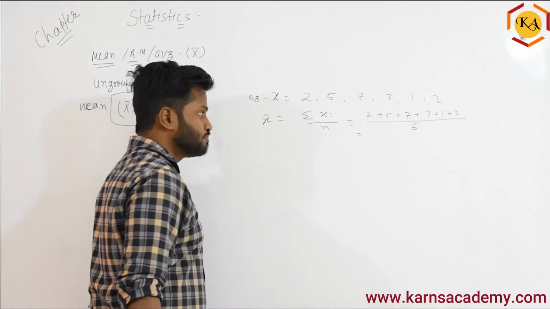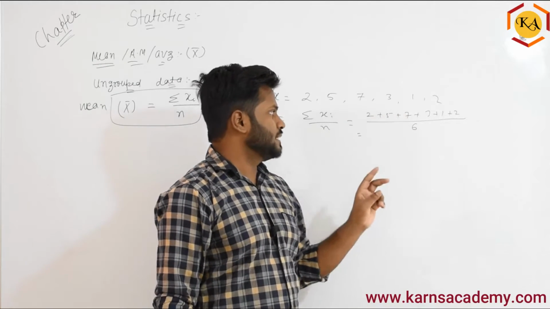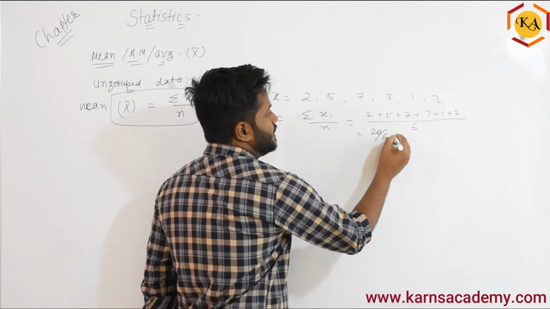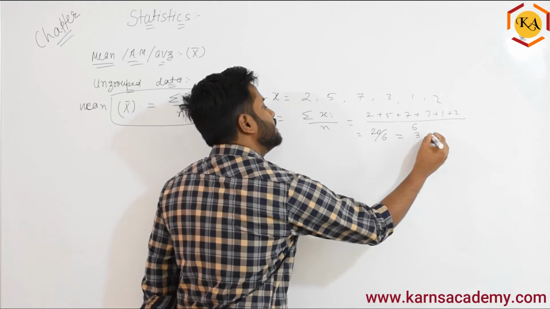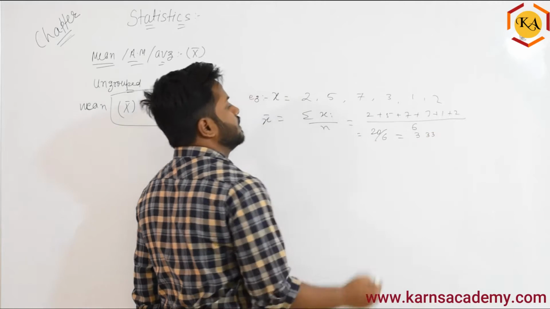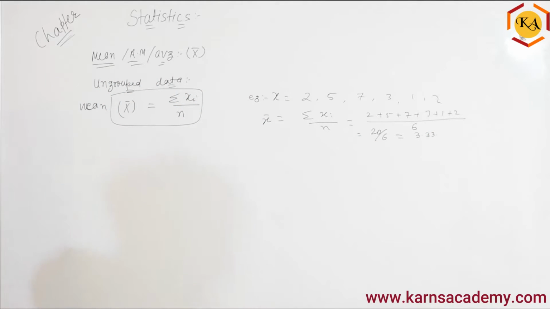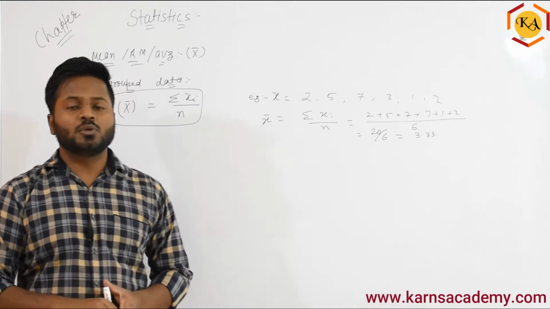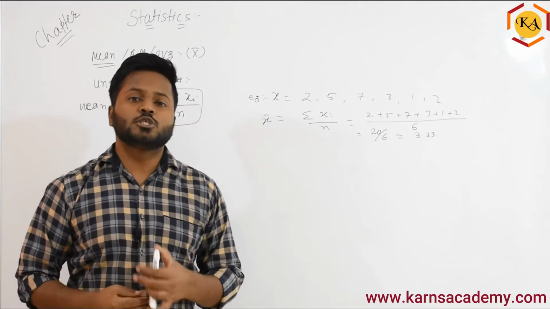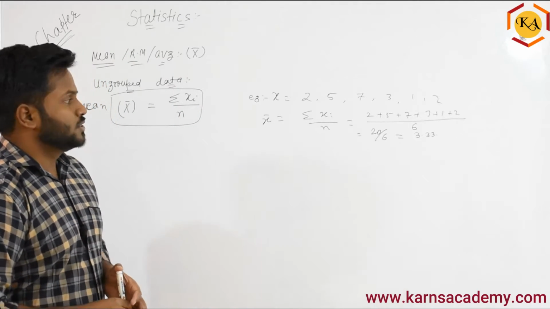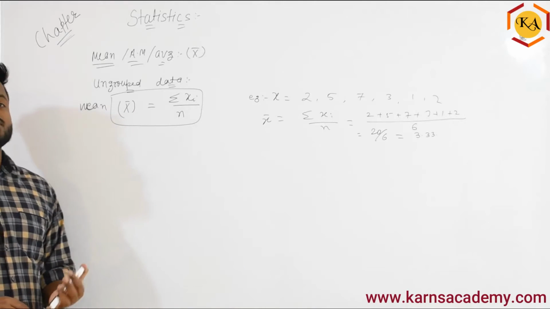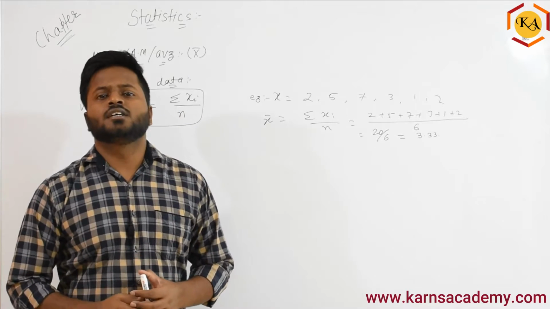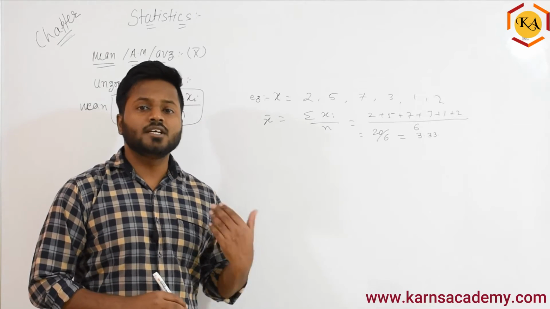So finally you are getting 2 plus 5 is 7, 7 plus 7 is 14, 14 plus 3 is 17, 18, 18 plus 2 is 20, 20 divided by 6 will be 3.33, right? So that will be your average value from this particular data. This is how we can calculate the average value whenever they have given ungrouped data. So make a note of it, then we will move further and see how it works in grouped data. Next, let's talk about the mean in the group data.